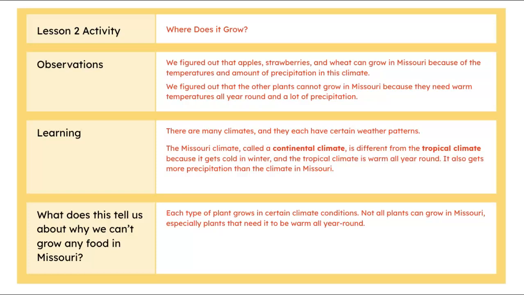During the discussion, you will begin to fill out the Lesson 2 summary chart. By the end of the discussion, students should understand that the plants that provide ingredients for the recipe aren't all grown in Missouri. Some of the plants need climates that are warm all year round.